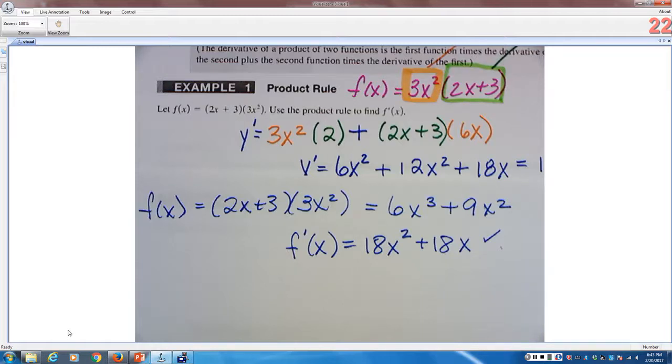So in the beginning, if you're a little bit worried about whether you're doing something right, and it's possible to convert your function into something you can just use the power rule on, because the power rule is actually the easiest one to use, you can check your answer. If you can convert it back to where you can use the power rule, you can check your answer.